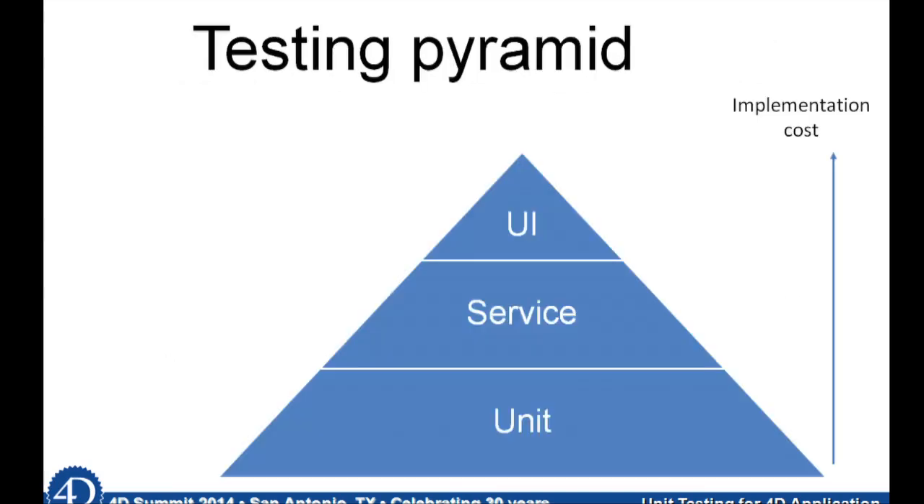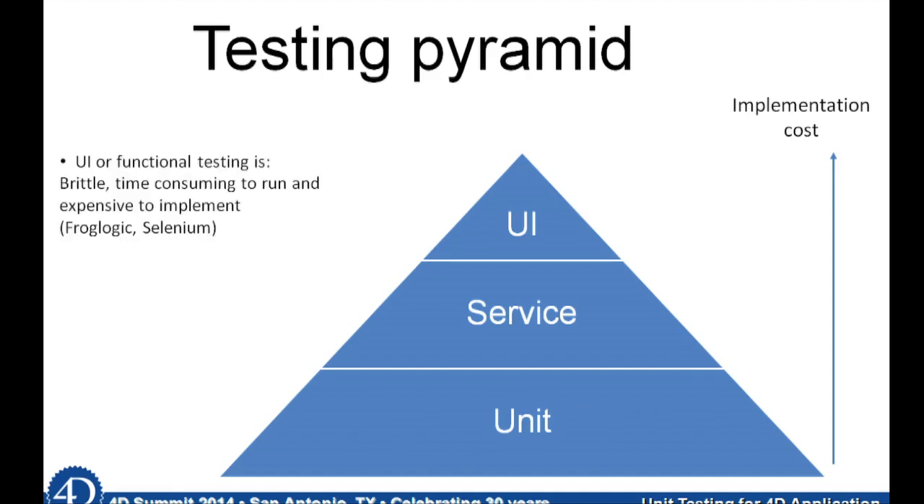So that's the testing pyramid. On the right, you can see implementation cost. That's what it's supposed to look like if you have a well-balanced testing environment. At the top, you have UI testing. Often those tests are very brittle. They break easily because they depend heavily on the user interface. Every time you change the size of a button, or you move something, the test is probably going to break. You can actually automate UI testing.